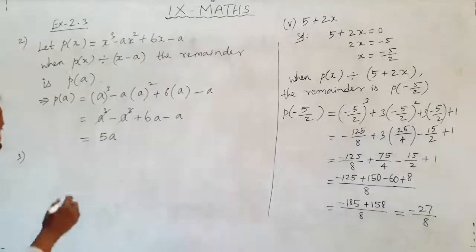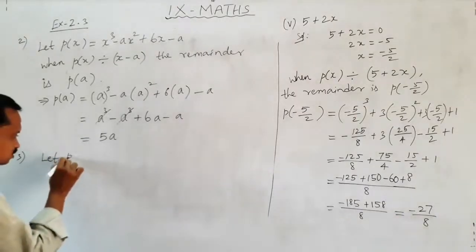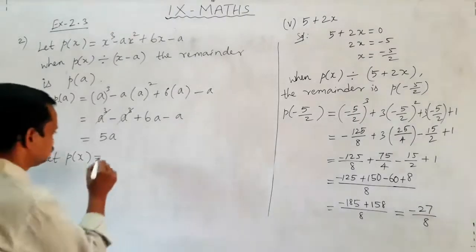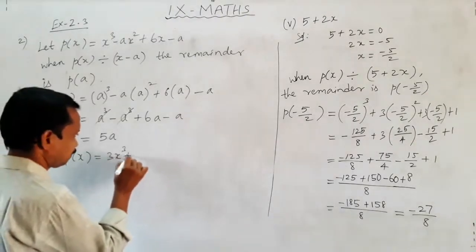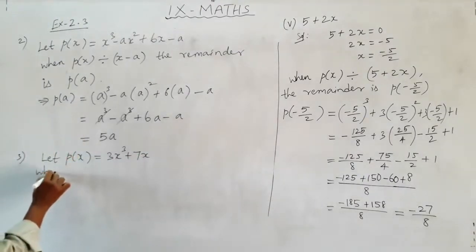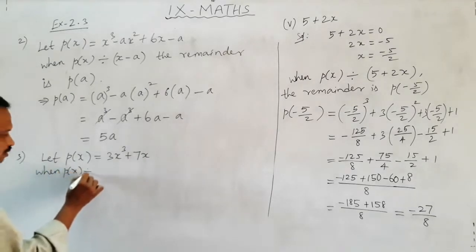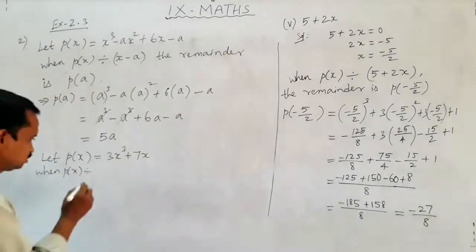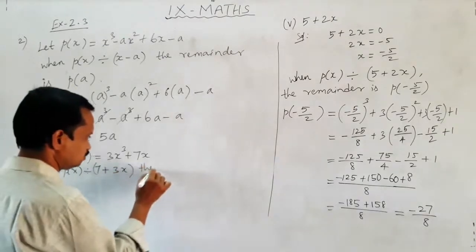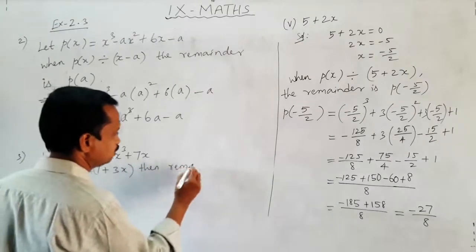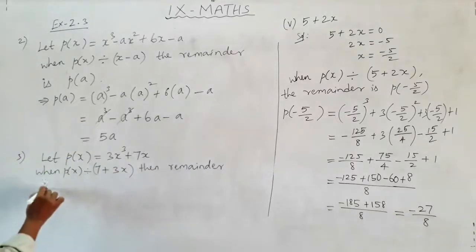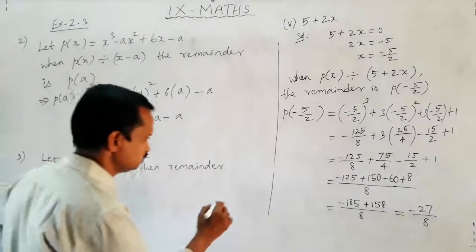Okay, anyhow, so you have to consider p of x equal to the given cubic polynomial, 3x cube plus 7x. So when p of x is divided by, what is the divisor? 7 plus 3x. To find the remainder, you have to find it in the rough column.